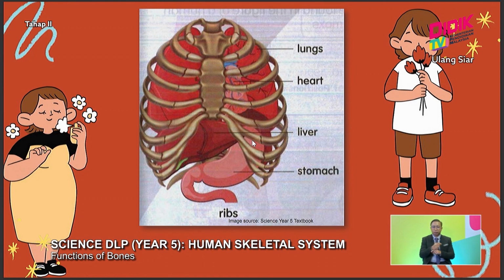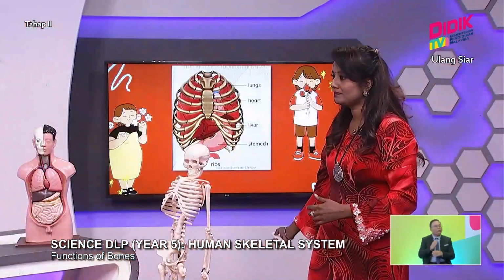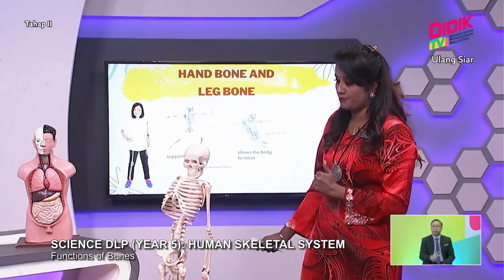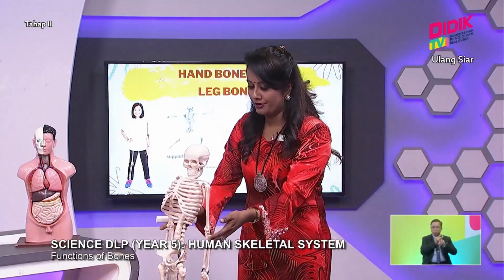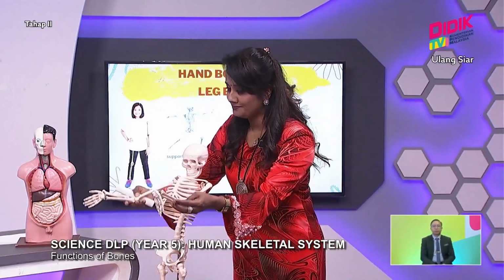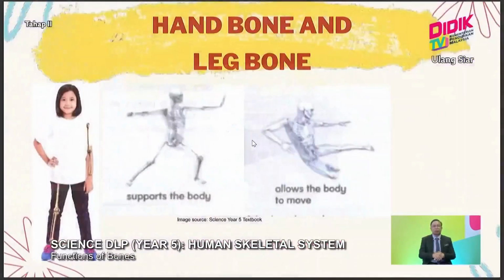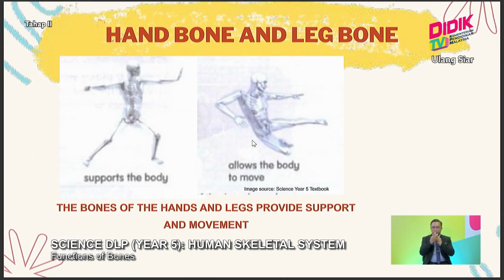Okay, ribs done. Next we are going to learn about the hand bones and leg bones. These are the hand bones, and these are the leg bones. The main thing is that they provide support to the body. That's why we can stand and we can move. They allow movement as well. Mr. Skeletal is moving very well. Yes, the bones of the hands and legs provide support and movement.